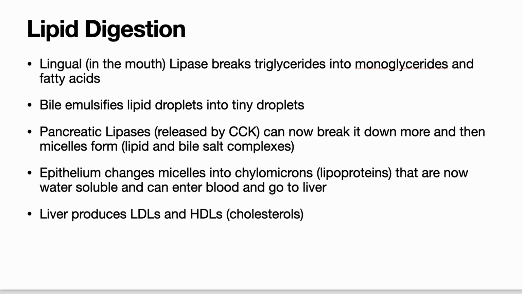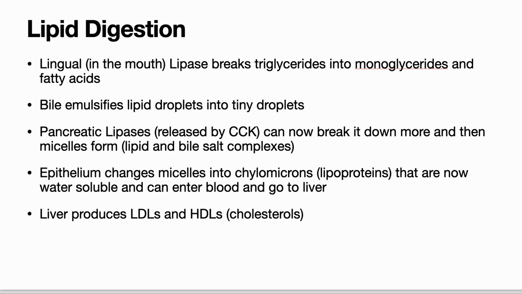And then those micelles will actually sort of edge up against the epithelial cells, and when they do that, the epithelial cells will be able to convert those micelles into something we call chylomicrons, because micelles are not water soluble, they're still lipid soluble, but in order to put these things into the blood, we need them to be water soluble.